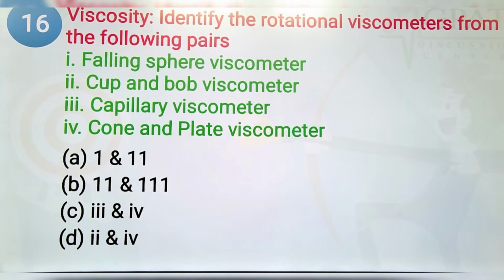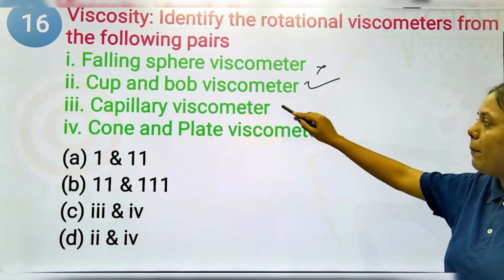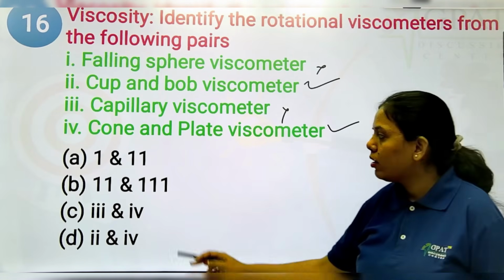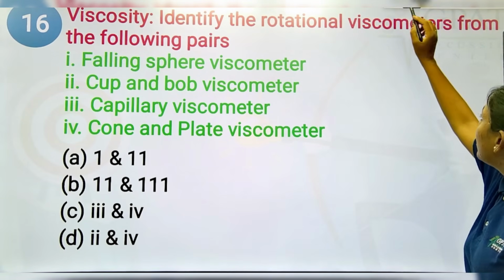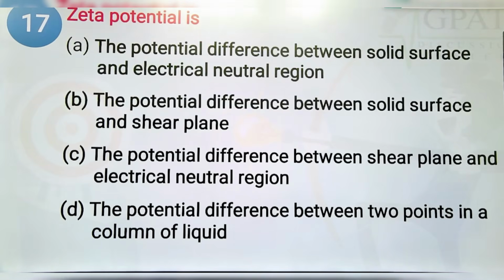Next is viscosity. Identify the rotational viscometers from the following pairs. Before that, options 1, 2, 3, 4 are given. First is Pauling sphere viscometer, so that does not come under the rotational. Cup and bob, yes. Capillary is not there, and cone and plate, yes. So basically 2 and 4. That means option D is the right answer. These are the different examples of the viscometer.